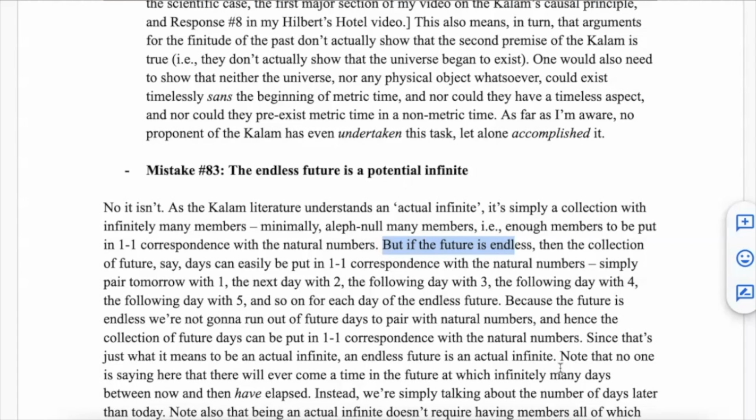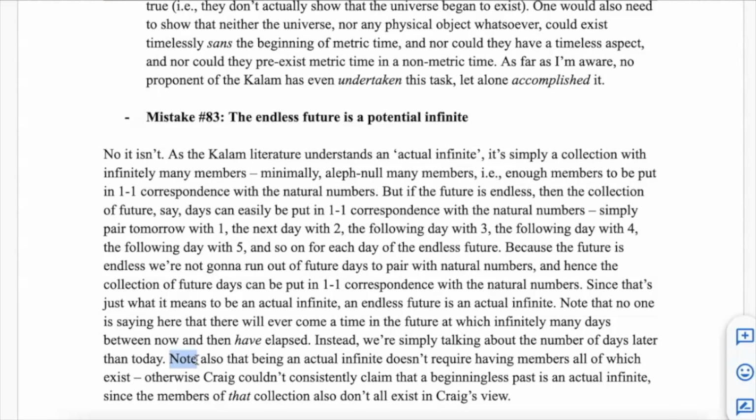No one is saying that. Instead, we're simply talking about the number of days later than today. No one is saying that there will ever come a point at which someone can successfully say that they've traversed all the infinitely many days throughout the entirety of the endless future. No one is saying that. The point is just that if we focus on the number of days within that entirety of the endless future, it's modeled by the positive x-axis.